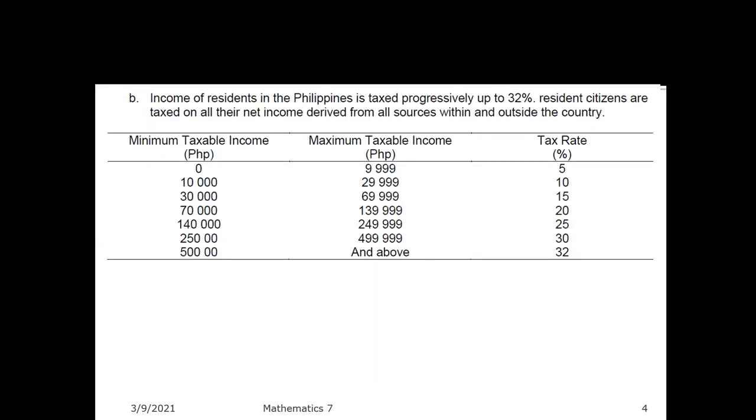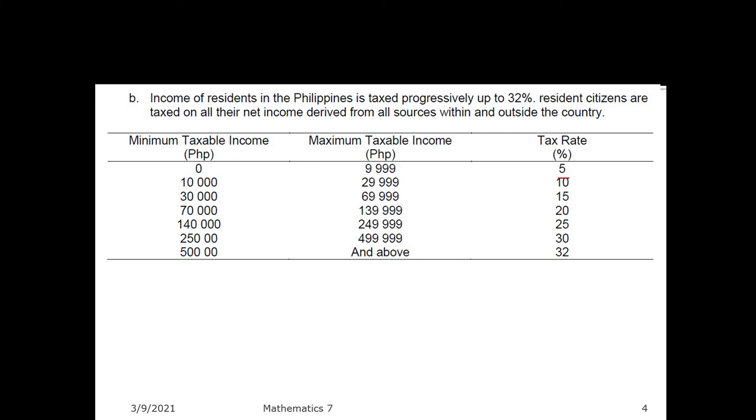So income of residents, this is a second example, in the Philippines is taxed progressively up to 32%. The citizens are taxed on all their net income derived from all sources within and outside the country. So minimum taxable income is 0, maximum taxable income is 9,999, and this is our tax rate.